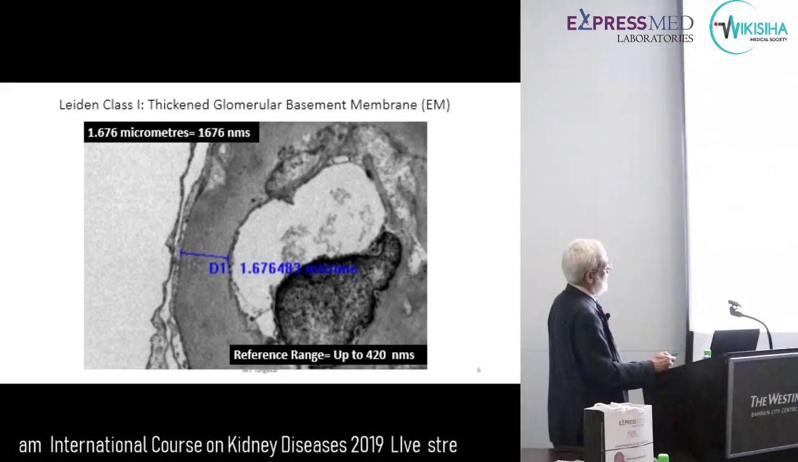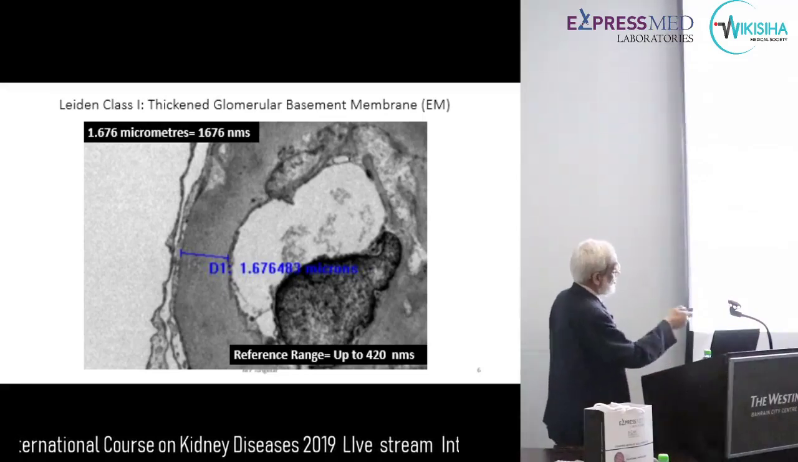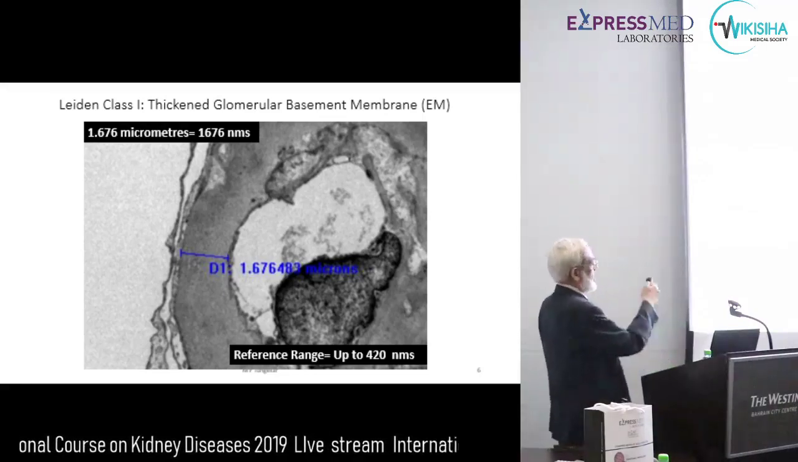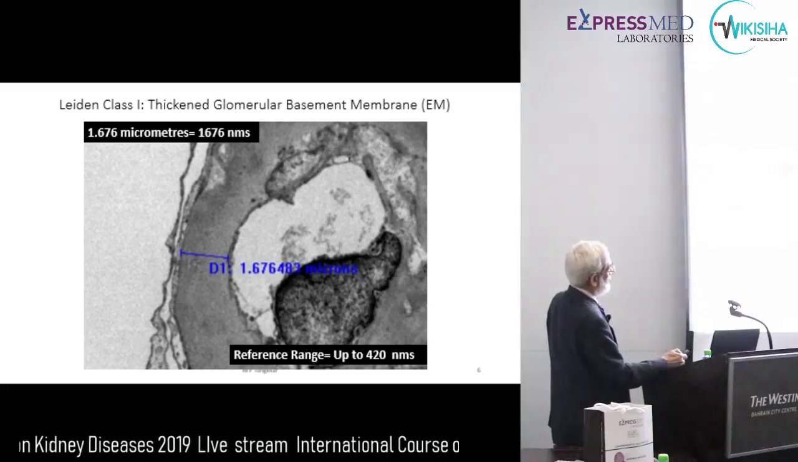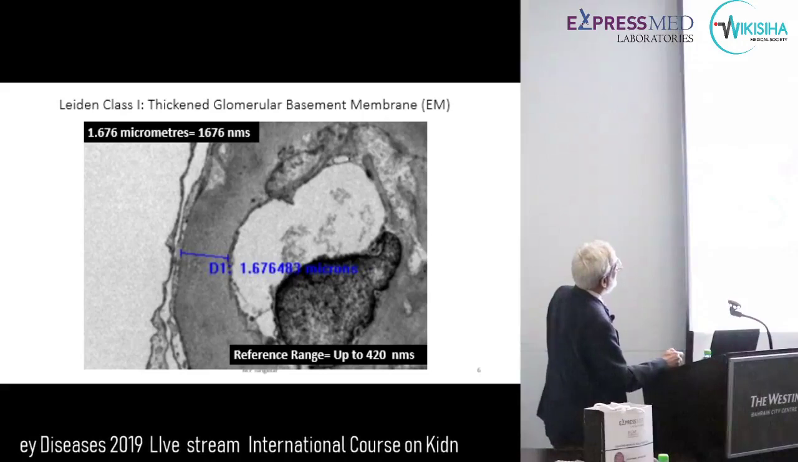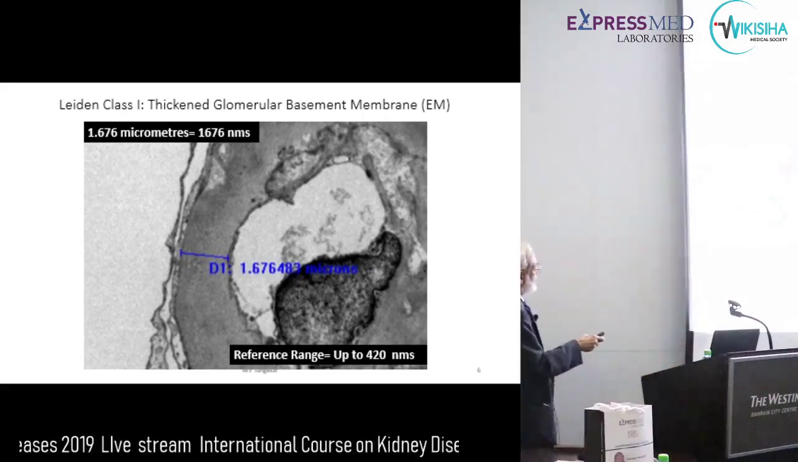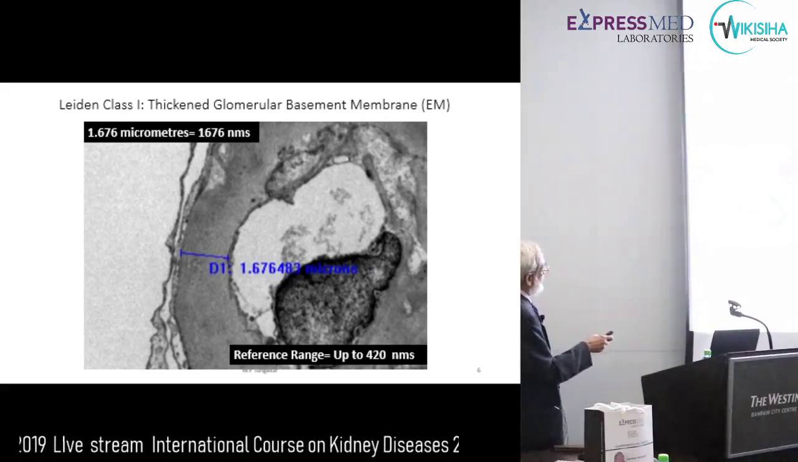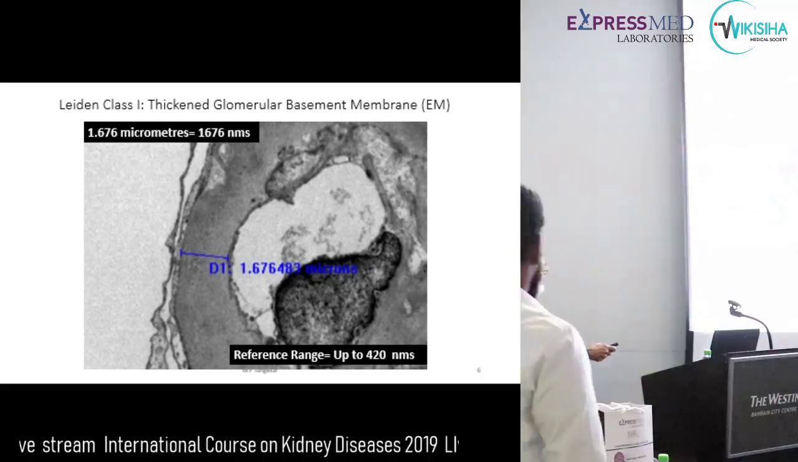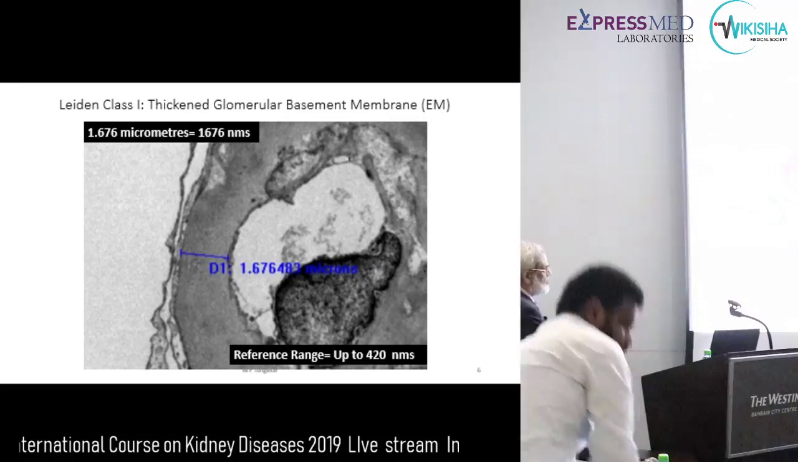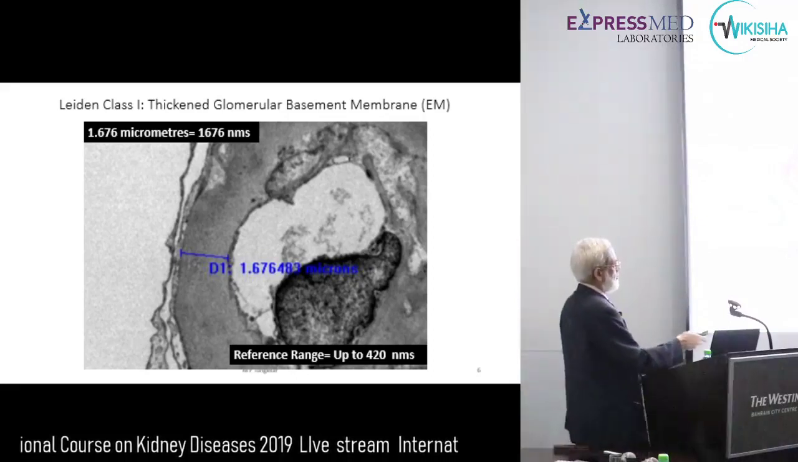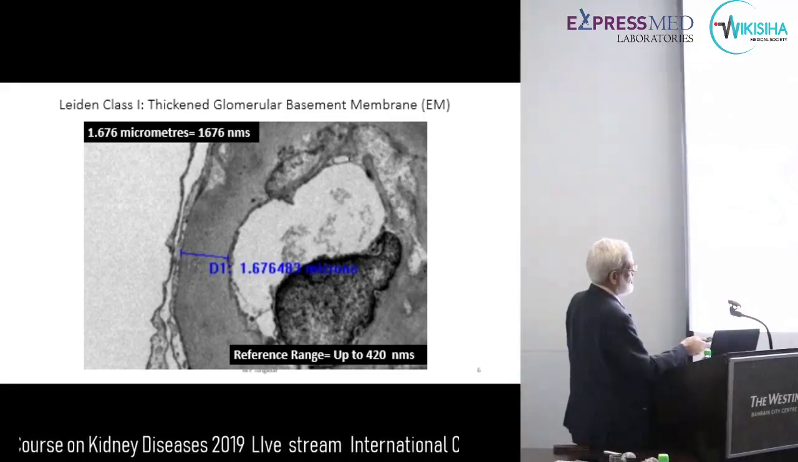But if other lesions are present, then you can't call it class 1. If more advanced lesions are present, then the designation goes to class 2, 3, or 4. Class 2A is less than 25% of the glomerular mesangium is sclerosed. 2A is mild. Class 2B, more than 25% of mesangium is sclerosed.